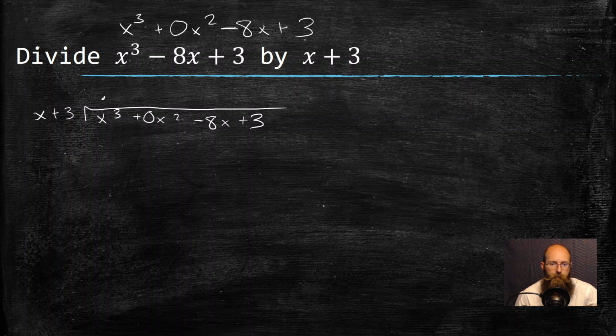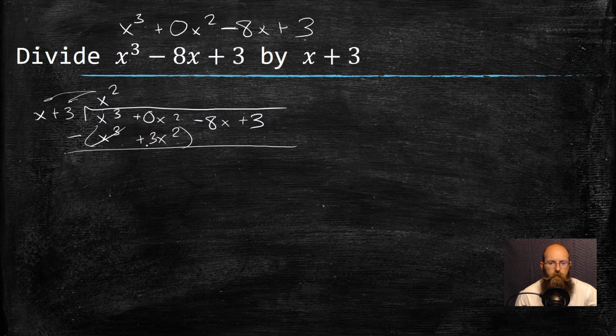All right, x cubed divided by x, I get x squared. I then distribute that into everything out front, and x squared times x gets me x cubed. X squared times 3, and I get 3x squareds. Wrap it up, subtract it away. I'm going kind of quick with the long division because we've done this before, right? Check out the other videos.